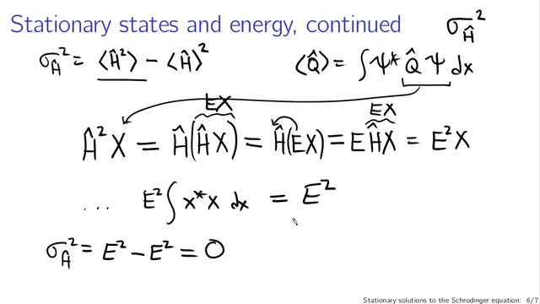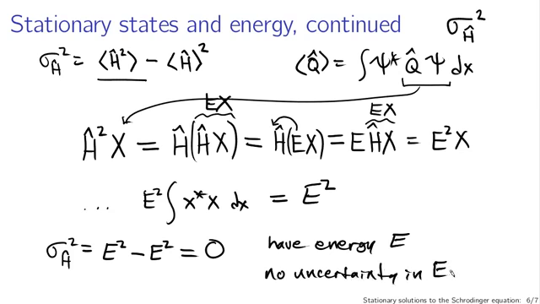Stationary states like this that solve the time-independent Schrodinger equation have energy given by the separation constant E and no uncertainty in energy. They essentially have exactly E amount of energy. What exactly does that mean? Well, we'll talk about that in a moment.